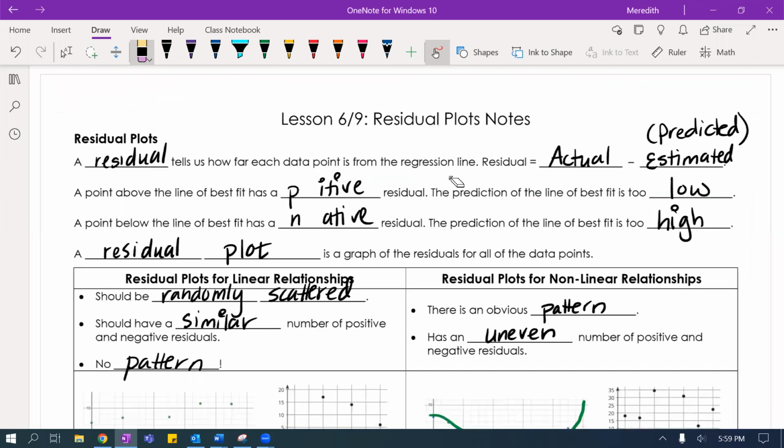So a residual tells us how far each data point is from the regression line. We're going to take our residual, and it's equal to the actual minus the estimated or the predicted.